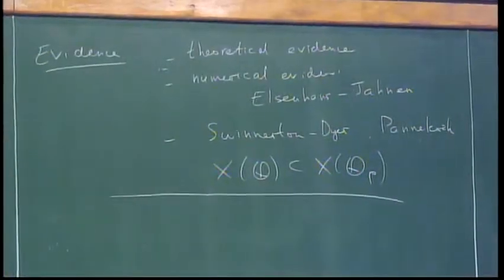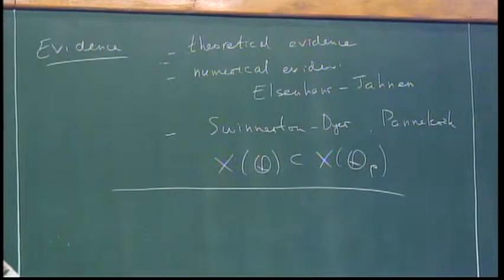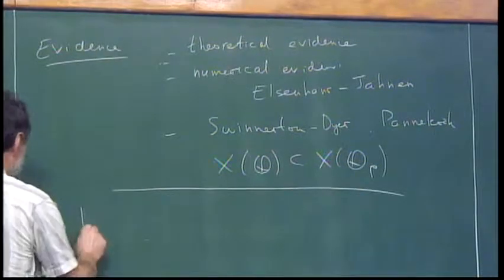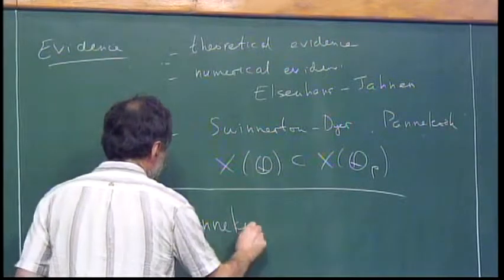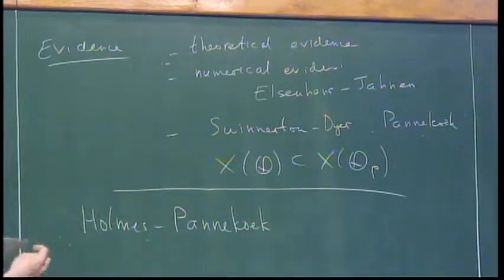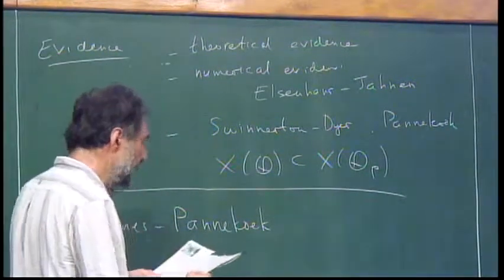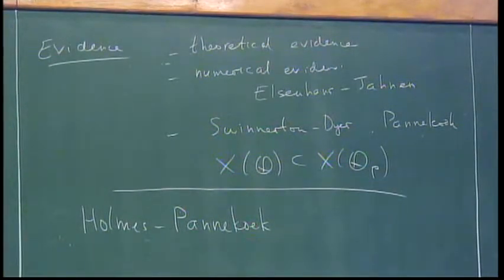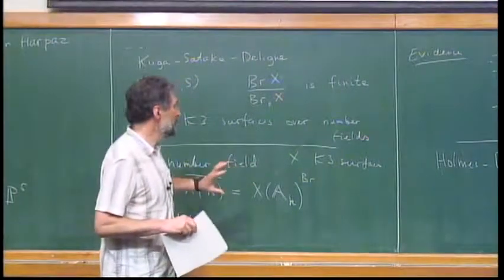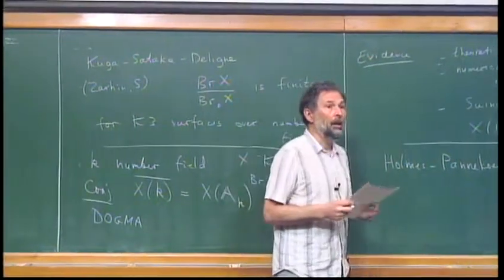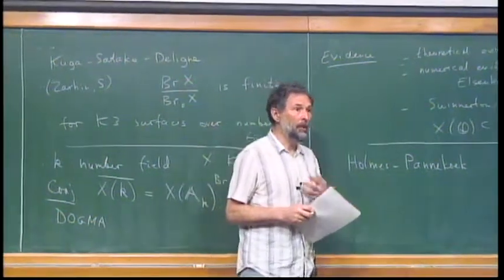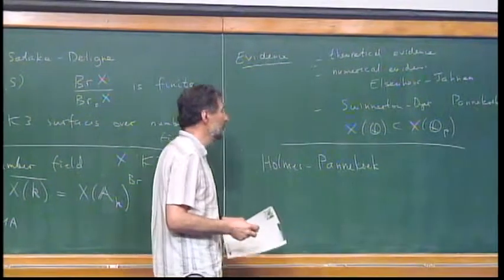But there are also other reasons why rational points on K3 surfaces, in particular Kummer surfaces, are interesting. Let me mention just one result by Holmes and Pannekoek, which I think should be better known. They link to important conjectures, not just for K3 surfaces, but for a slightly different class of varieties, and the question about the rank of abelian varieties in families of quadratic twists.